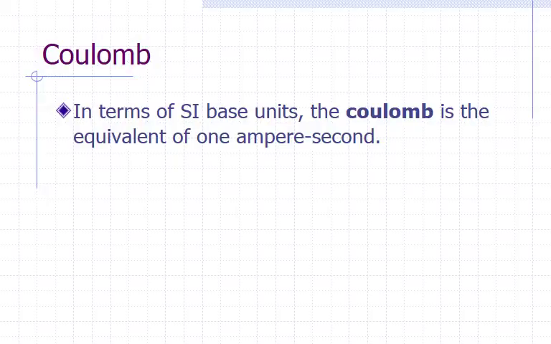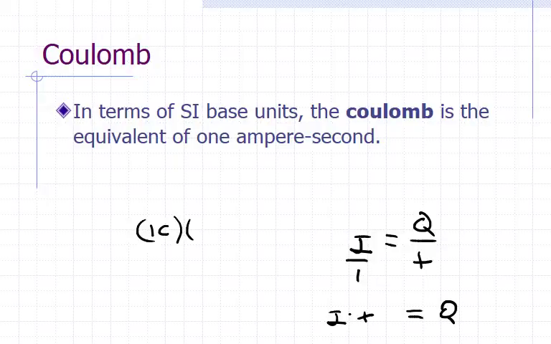So in terms of the SI base units, the Coulomb is the equivalent of 1 amp second, or ampere second. We have current equal to Q over T, right? So if we cross multiply, current times time is going to equal charge. Let's say you have 1 Coulomb in 1 second that passes by, that's going to be 1 amp. And that's what a Coulomb is: 1 amp second.